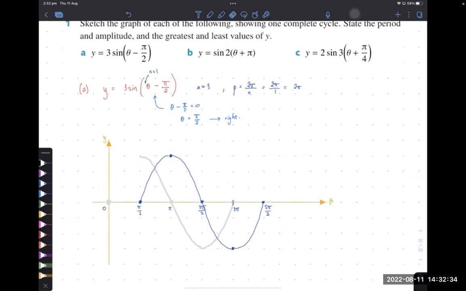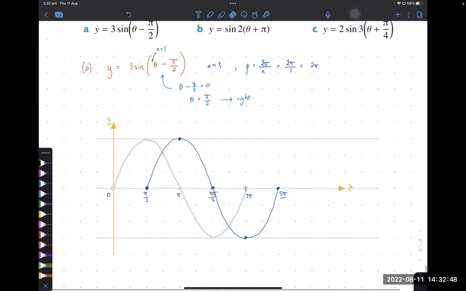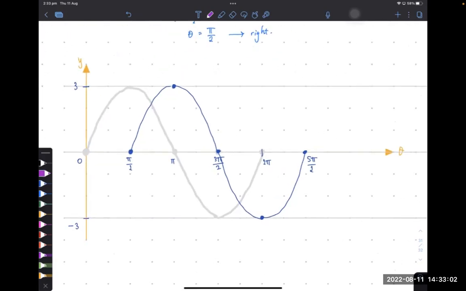If I remove all that and I remove all these, you end up with a clean graph. There's your graph. I'll keep all the guidelines there. What else do we have to label in? Intercepts. Yep. You can label them as coordinates if you like. 3 pi on 2, 0, 5 pi on 2.